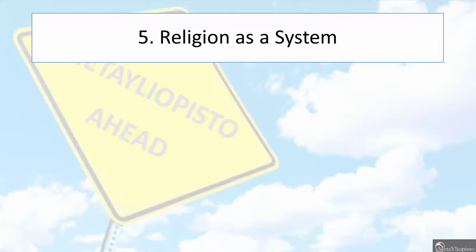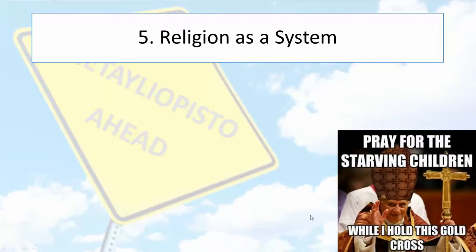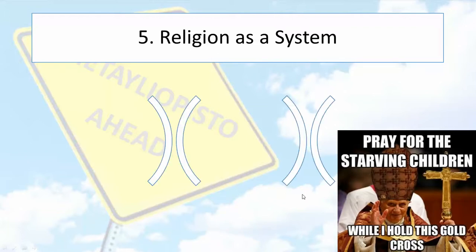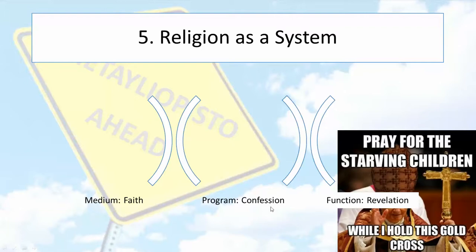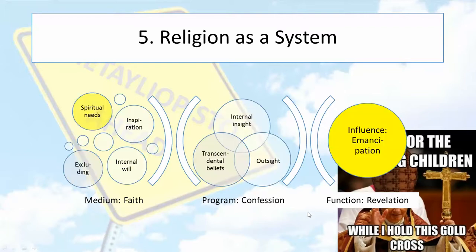Then religion. There is the Pope, who is praying for starving children. And how does it work? The medium is faith, the program is confession, and the function is revelation. And this is the logic. The influence is some kind of emancipation. It's trust for the person, trust in God.